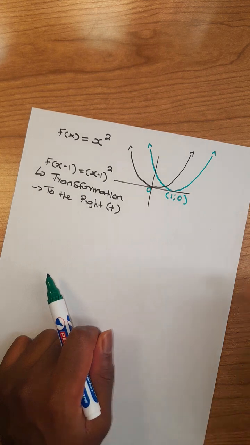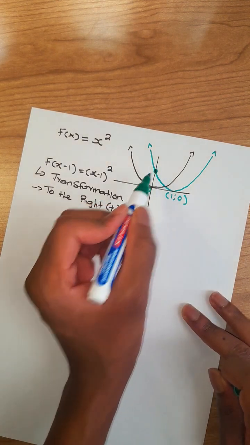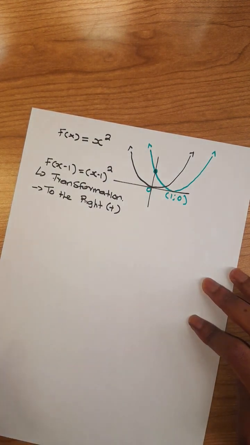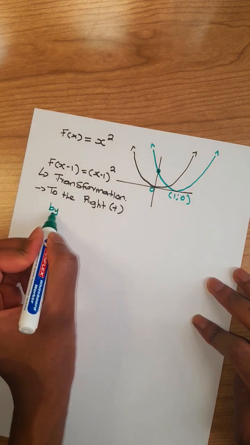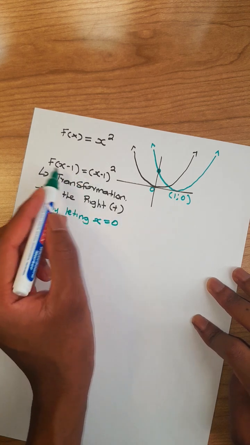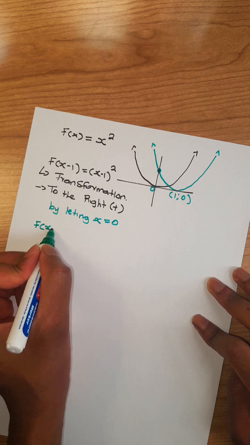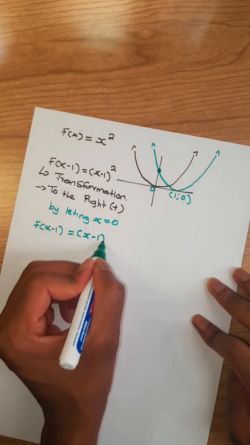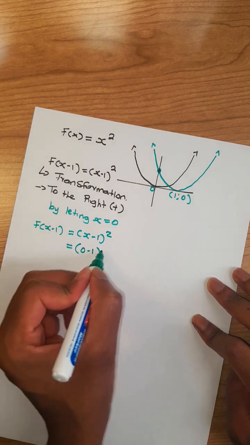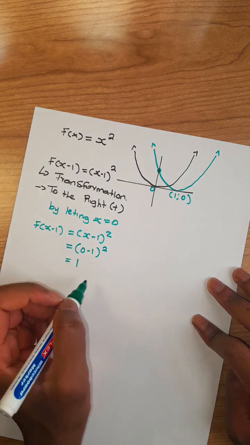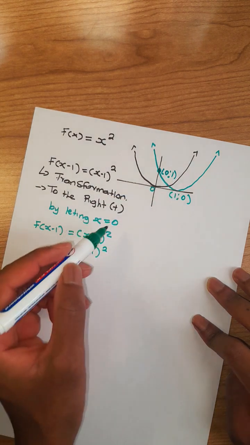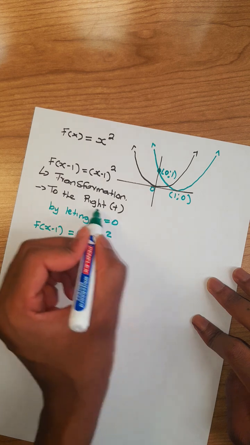But after shifting 1 unit to the right, you realize we now have a y-intercept. How can you find the value of this y-intercept? How do you find the value of any y-intercept? By letting x equal 0. So if we come to this new function, f of x minus 1 equals (x minus 1) squared, wherever there's x, we put 0. So we have (0 minus 1) squared, and we get a value of 1. It means this point is (0, 1). So this is shifting the graph 1 unit to the right.